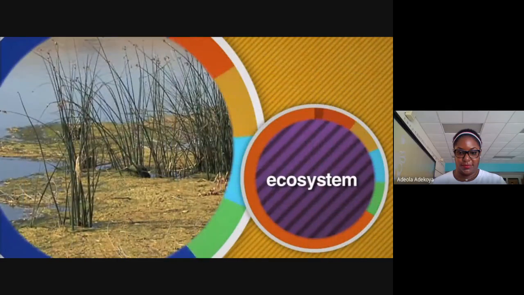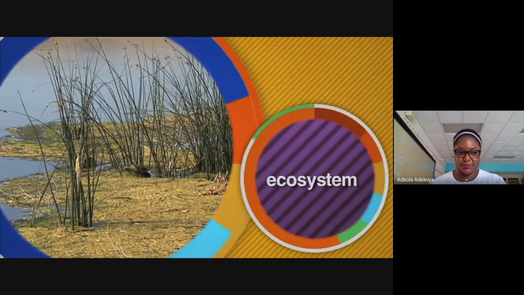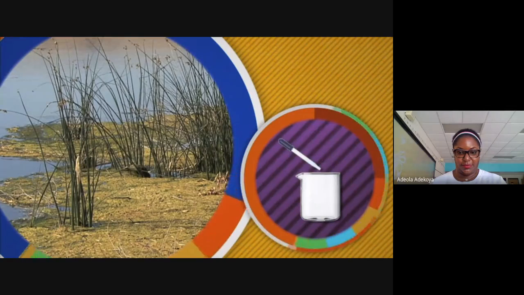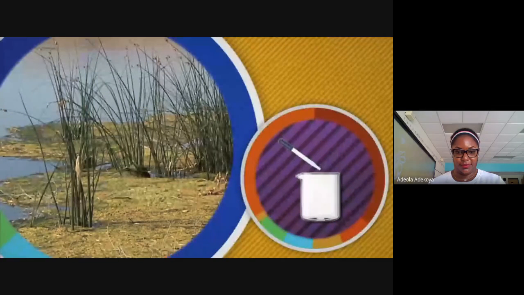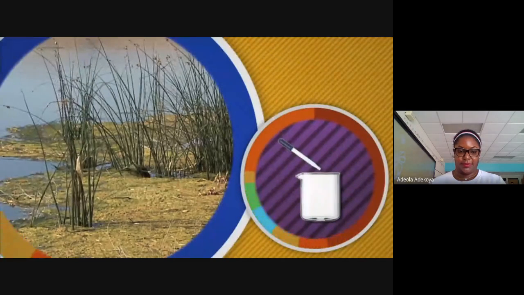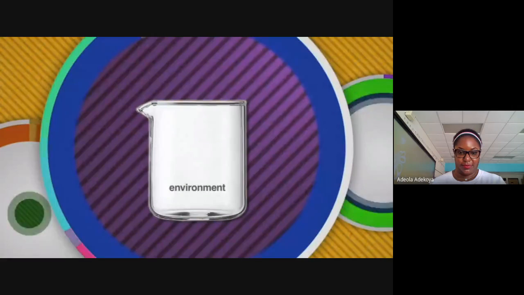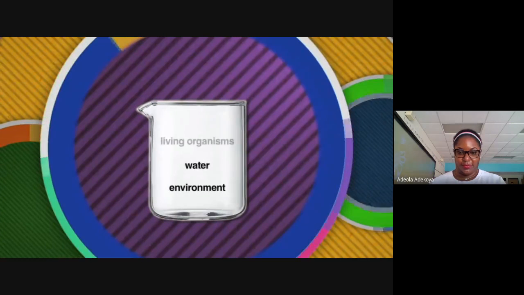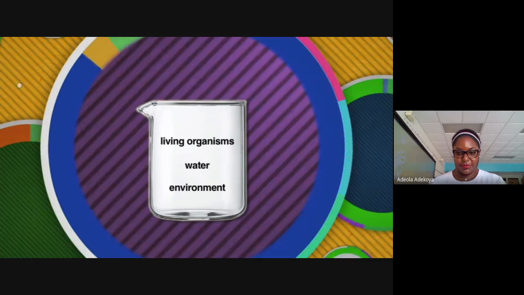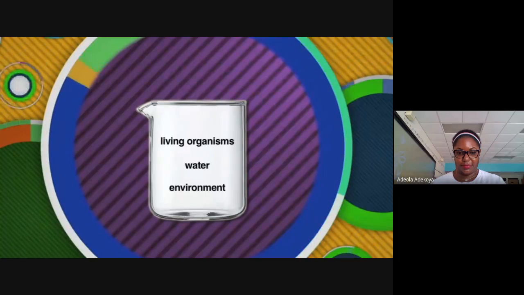So a pond is an ecosystem. But what about if we took a drop of pond water and put it in a dish? Well, this is an ecosystem too, only much smaller. There's still an environment, the water, and living organisms inside too, each working together to help maintain the other.